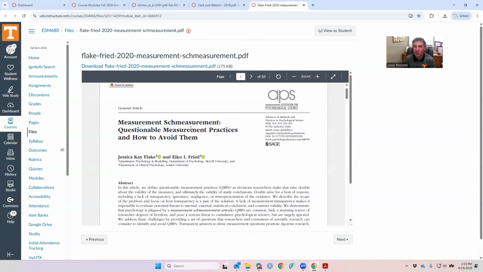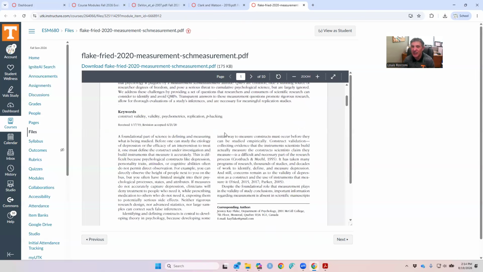And what Flake and Fried argue here is that we should document all of these decisions. It's extremely important to have a reproducible research trail here, so that someone else should be able to follow the steps you took to validate your instrument or your survey. They really try to emphasize transparency here. And so that's what I want you to read through here.